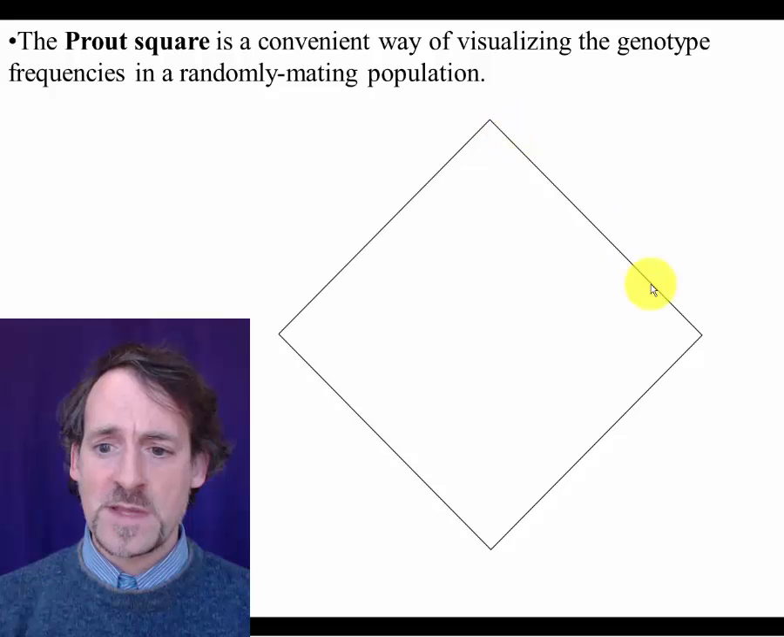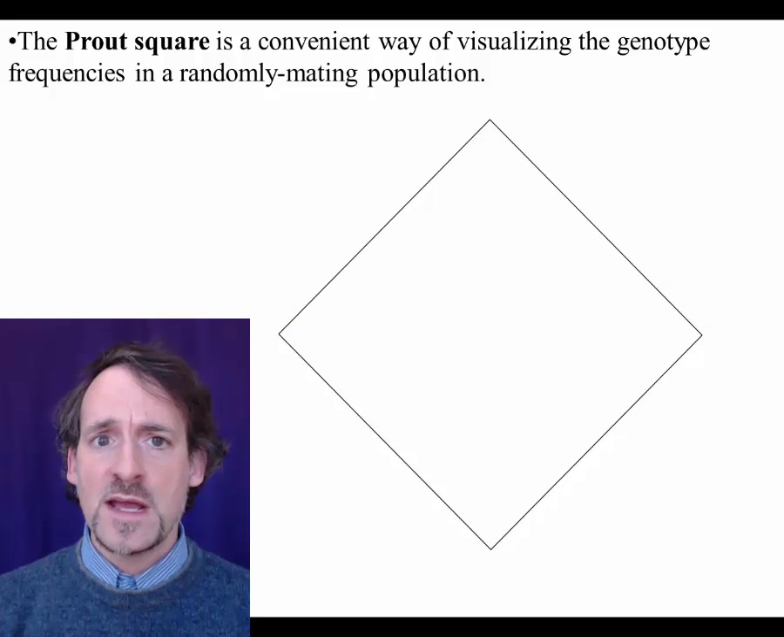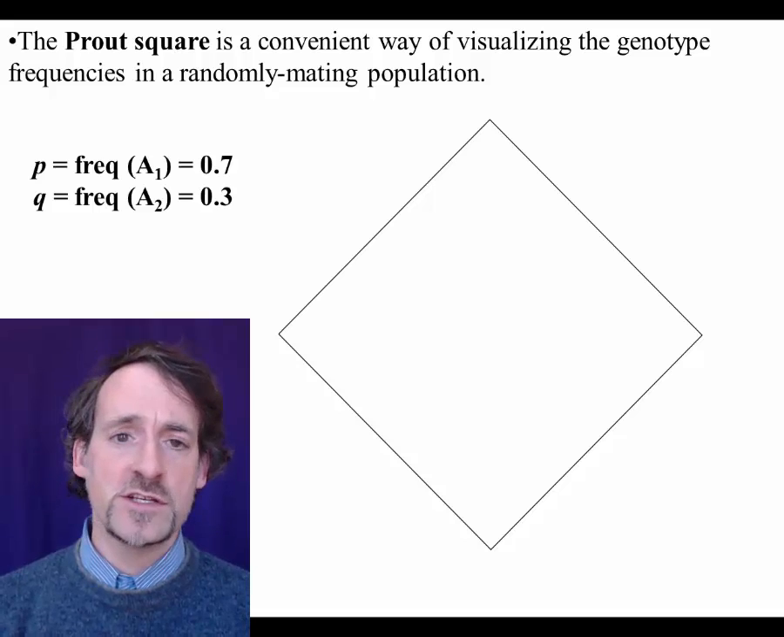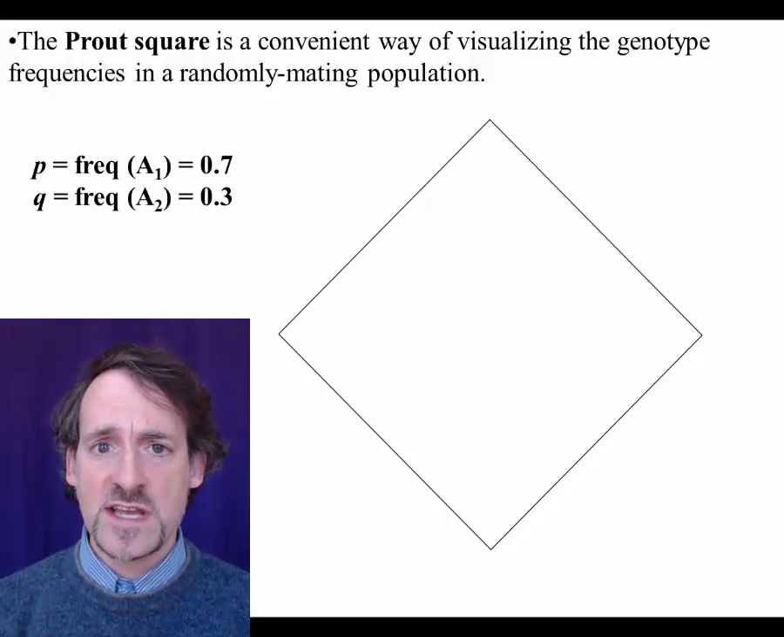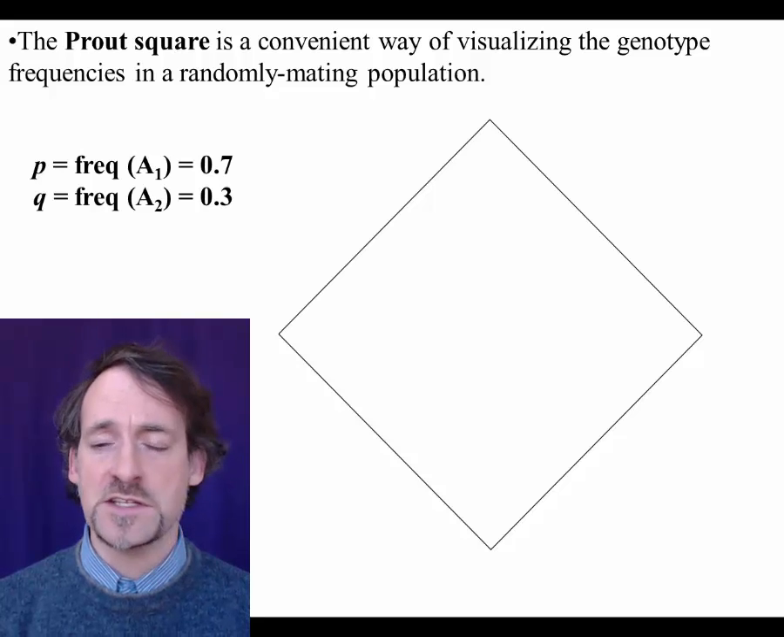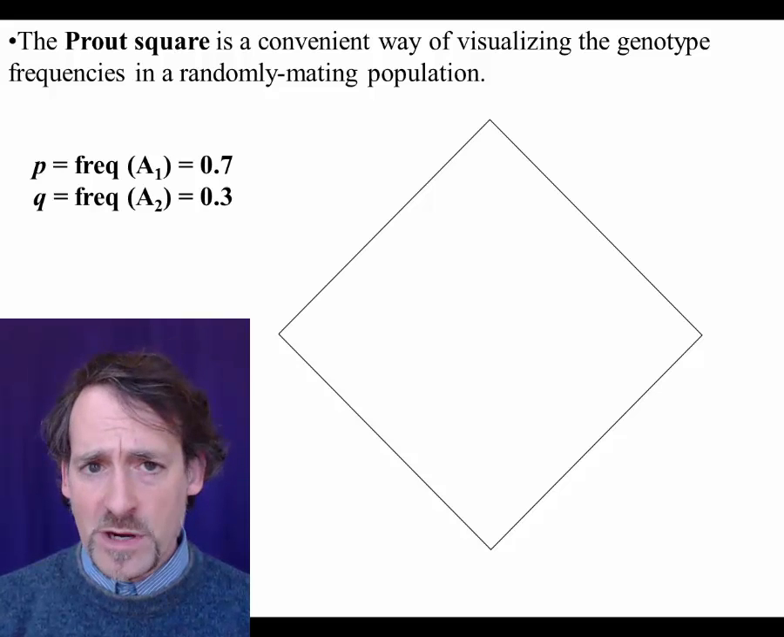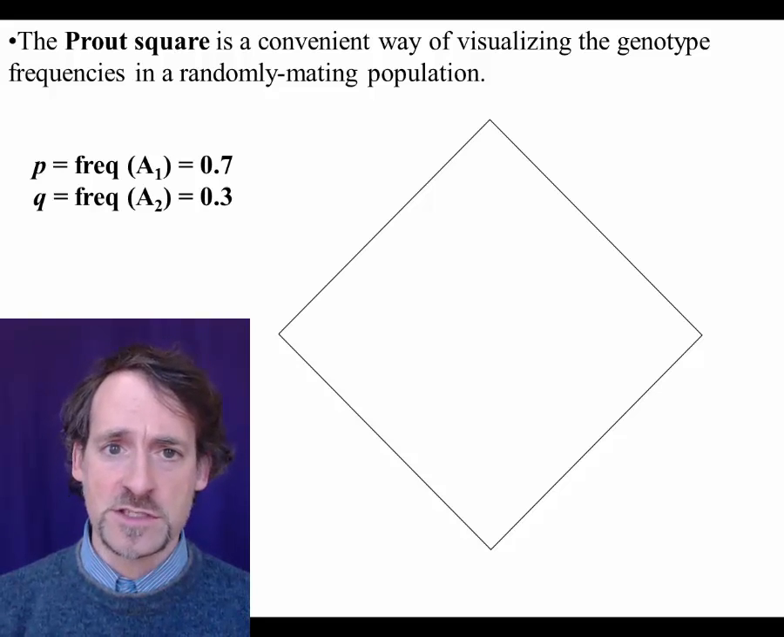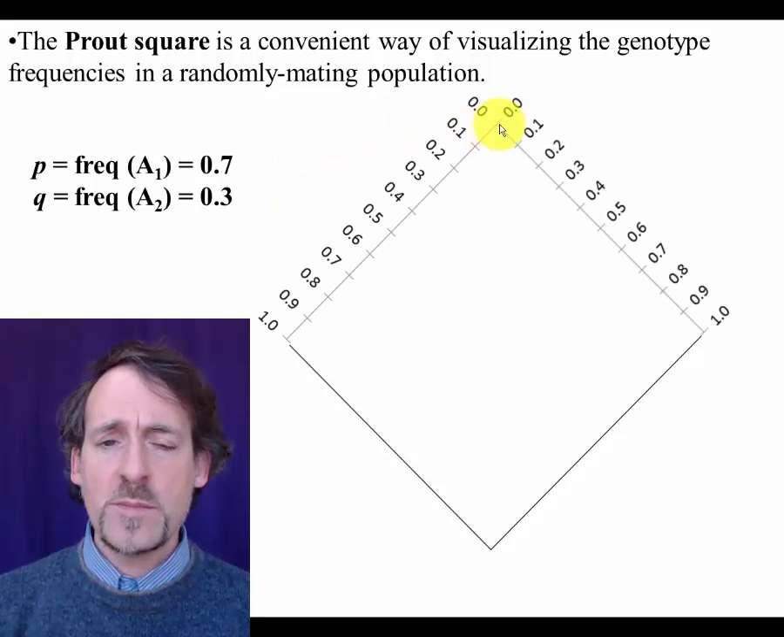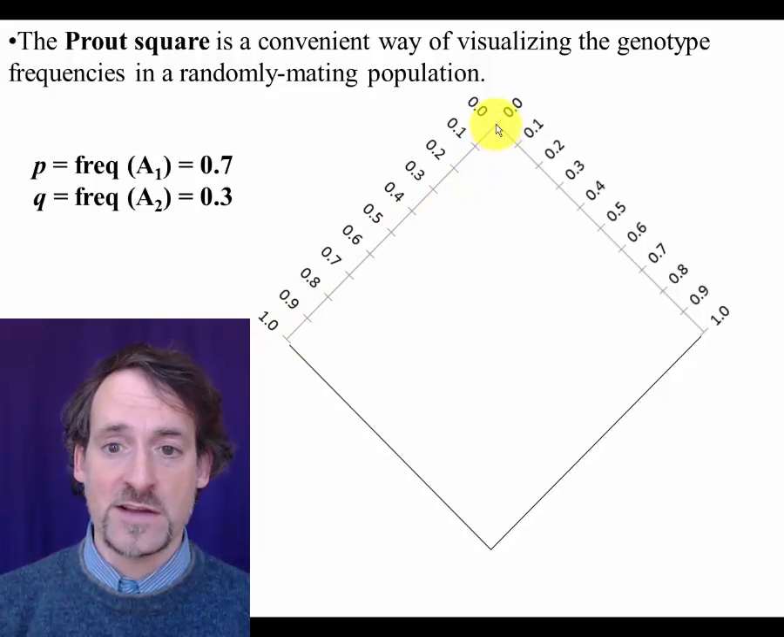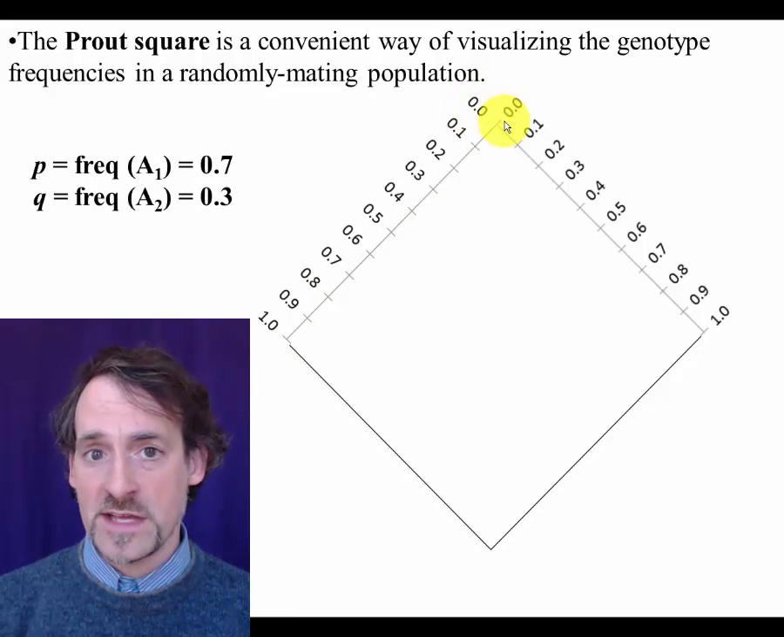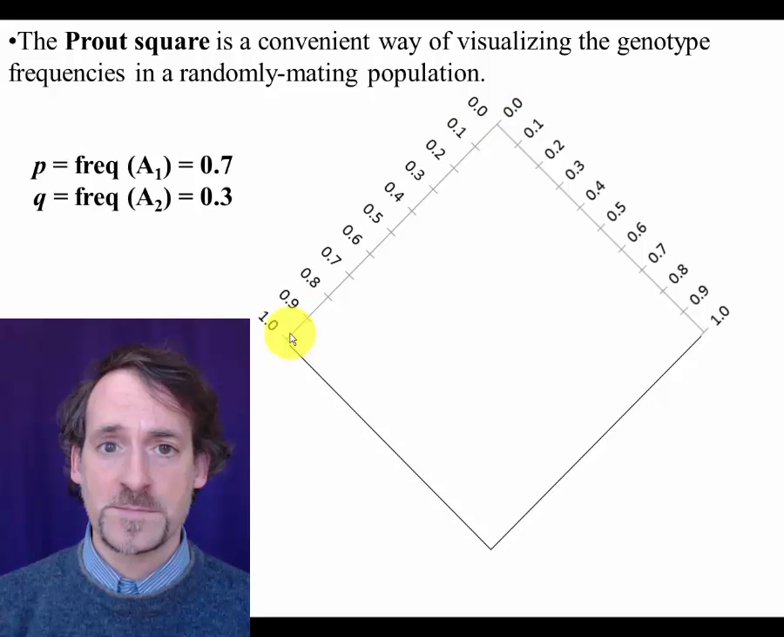So the Prout square stands on its side like this. And let's suppose that in the population that you're dealing with, you've been told that the frequency of one allele, the A1 allele, is 0.7 and the frequency of the A2 allele is 0.3. How do you use a Prout square to visualize the genotypes that you expect to get? Well, you can imagine that there's a scale running along each one of these upper edges from 0 to 1.